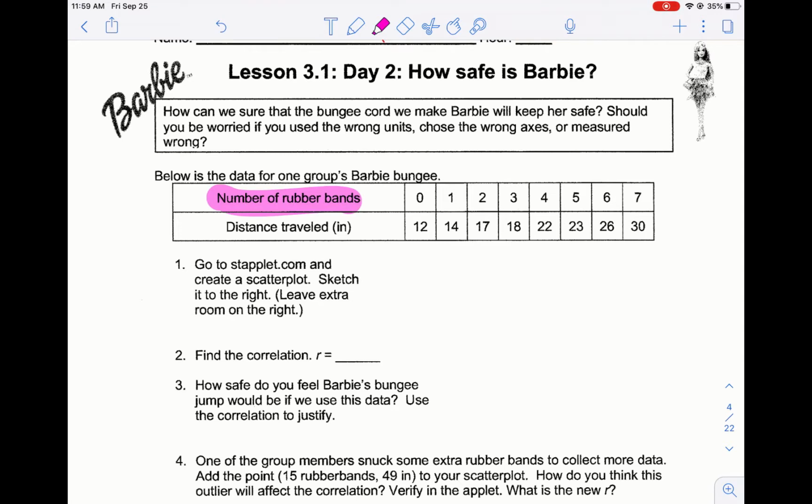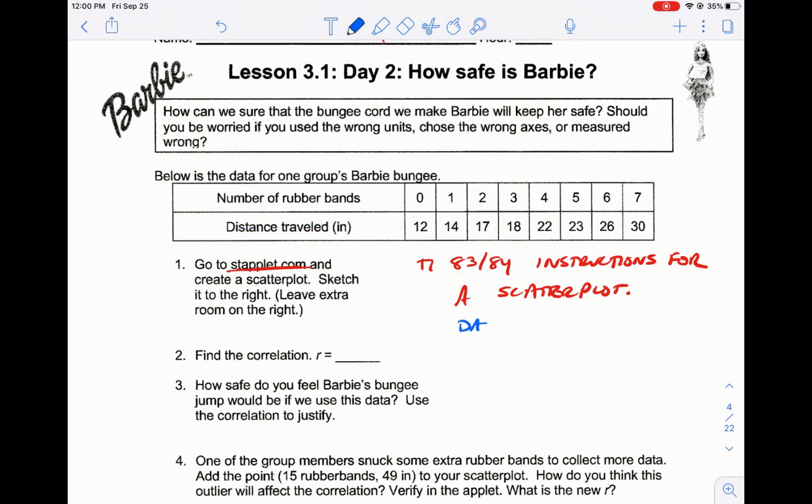A team added some rubber bands to Barbie's feet and dropped her to see how far she would travel in distance. And so we've got some data here. 0 rubber bands was 12, 1 was 14, 2 was 17, et cetera, down the line. Now, as we look at this data, it says to use Stamplet, but I'd like to actually talk about the TI-83, 84 instructions for a scatter plot.